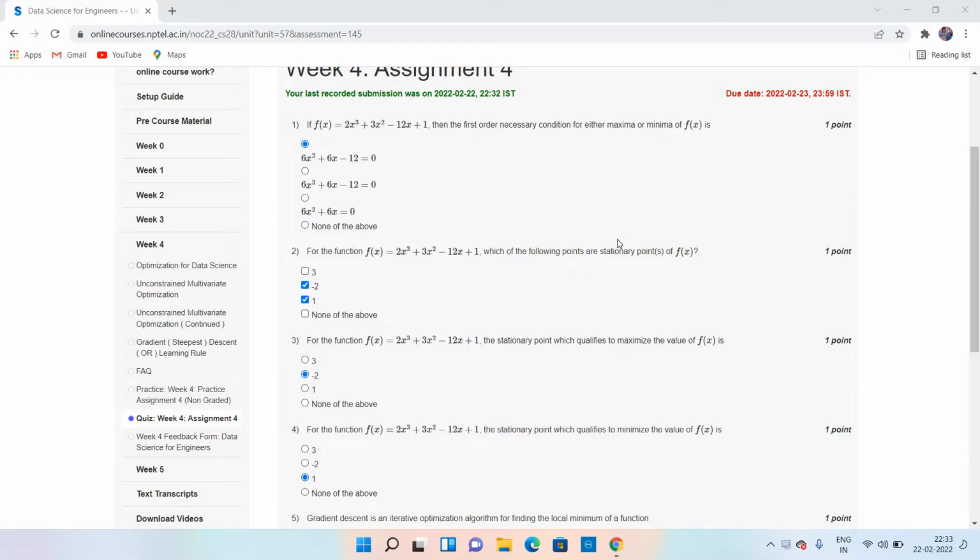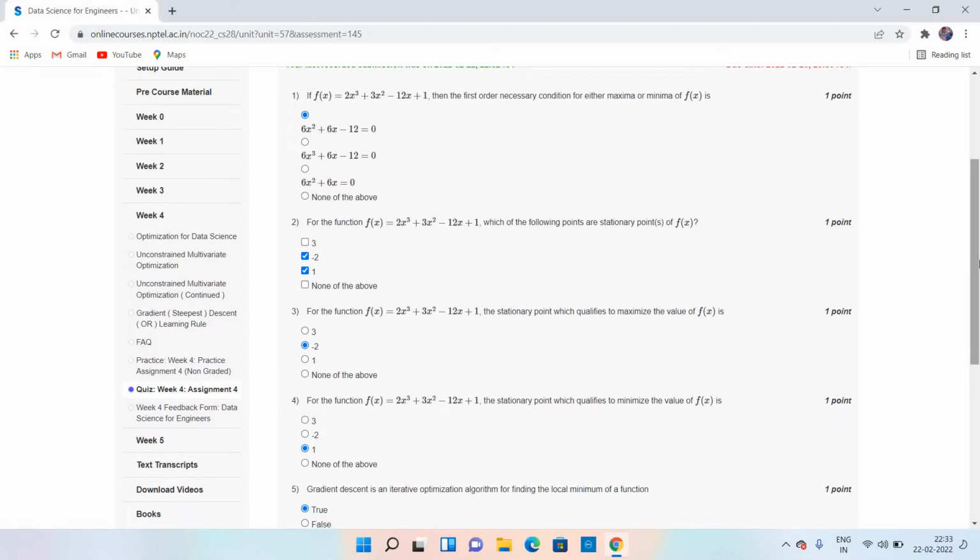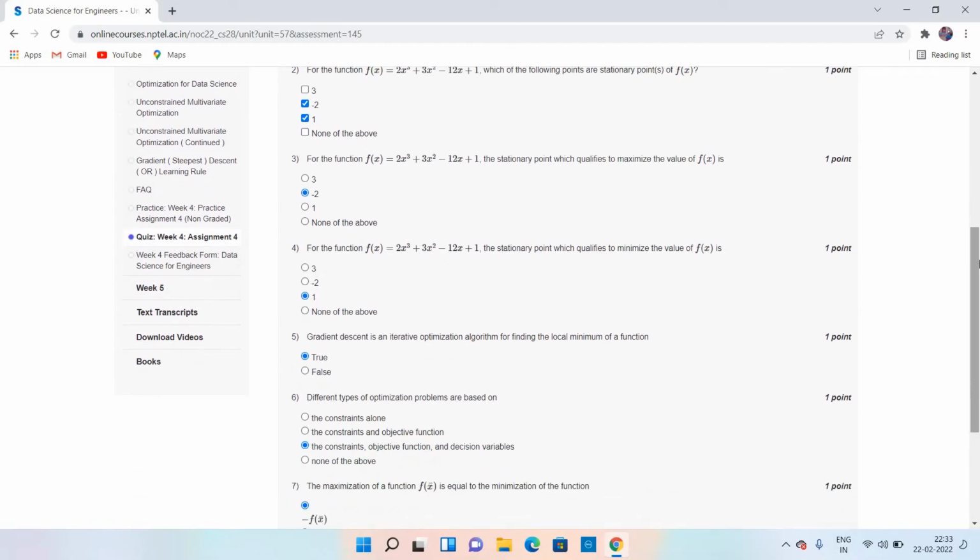The very first one, the answer is A. For question number 1, the answer is A. And question number 2, the answers are minus 2 and 1, that is B and C. Now coming to question number 3, the value of f of x is minus 2. Okay, and coming to question number 4, the value of f of x is 1.